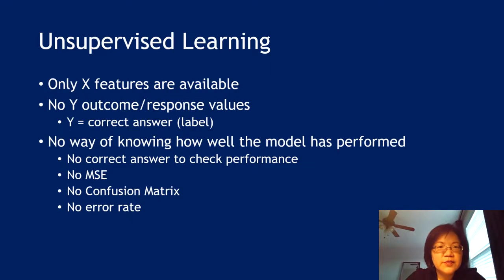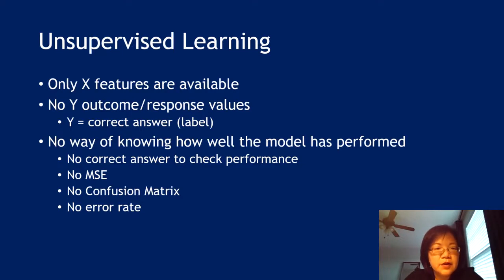So what is unsupervised learning? So far in the machine learning courses, we've been focusing primarily on supervised learning, which is a form of machine learning where both X features and Y feature or outcome are available. The Y response values are very important because they provide the correct answers or labels that we need to verify what is the truth. So we usually call Y the ground truth.